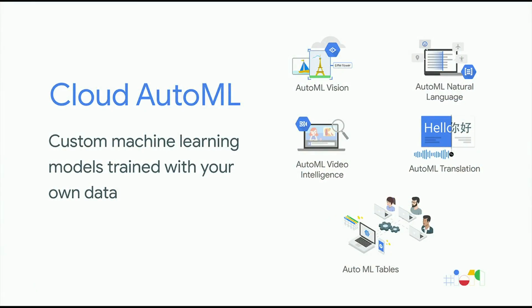But what if you wanted to build your own model from your own data to better fit your business needs? This is where Cloud AutoML comes in. This is another part of our AI building blocks. AutoML lets you create your own custom machine learning models with an easy-to-use graphical interface. These models can be specific to your business needs and trained with your own data, with minimal effort and little to no coding.